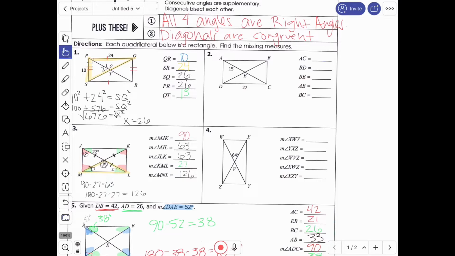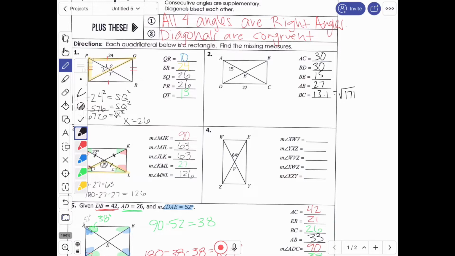With number 2, the correct answer should be AC is 30, BD is 30, BE is 15, AB is 27, and BC, if you want to put in a decimal, would be 13.1, but it also would have been the square root of 171.